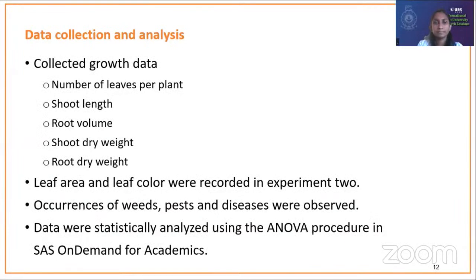Data collection and analysis. Number of leaves per plant, shoot length, root volume, shoot dry weight and root dry weight were recorded as growth data. In experiment 2, leaf area and leaf color were also recorded. Data were analyzed using the ANOVA procedure.